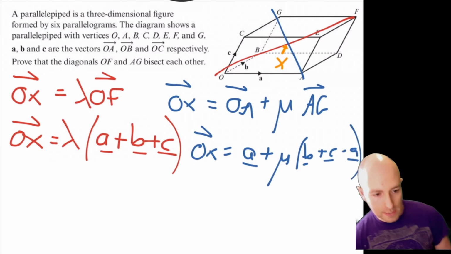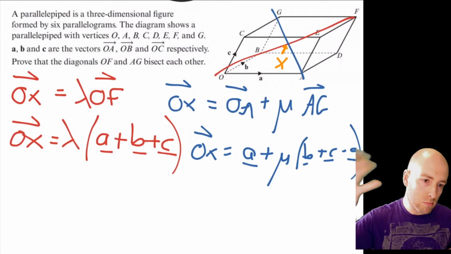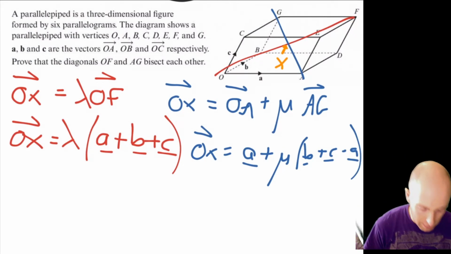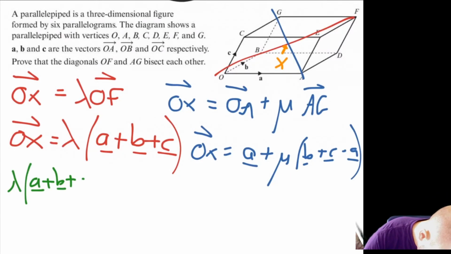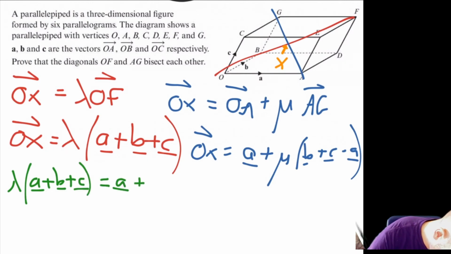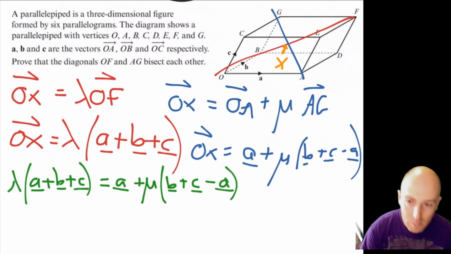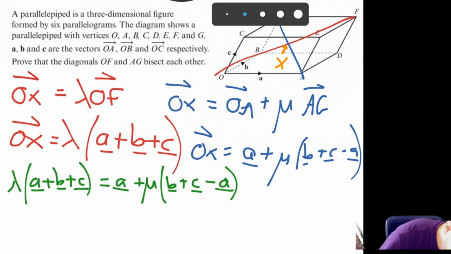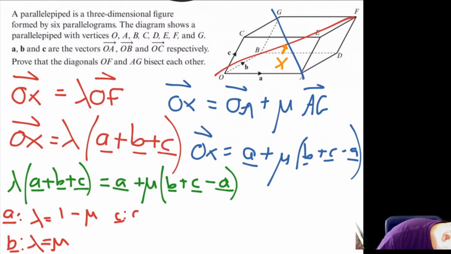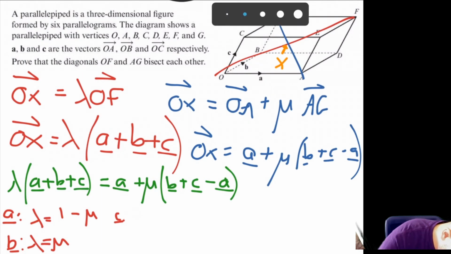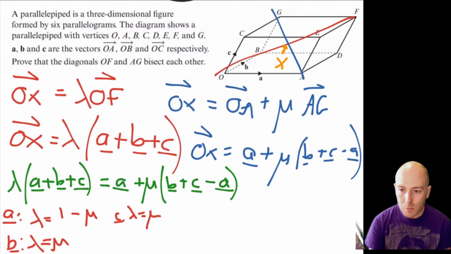Now we can set those two things equal to each other because they're two routes from one place to the same place. So lambda times A plus B plus C equals A plus mu times B plus C take A. Then we're going to solve the A bits, the B bits, and the C bits. So the A bits first, lambda equals 1 minus mu. The B bits give us lambda equals mu, and the C bits also give us lambda equals mu. So we're going to solve those together.